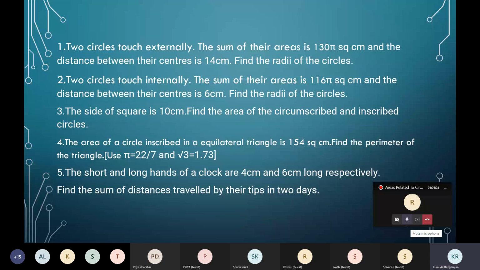So for Wednesday's test on areas related to circles, no hard preparation required. Seriously, just the basic knowledge. You must know the formulae used in the chapter, and I think whatever we do today will be important for the test on Wednesday.